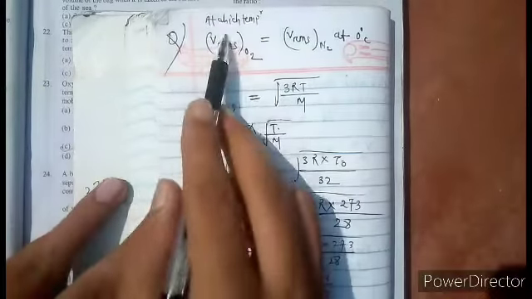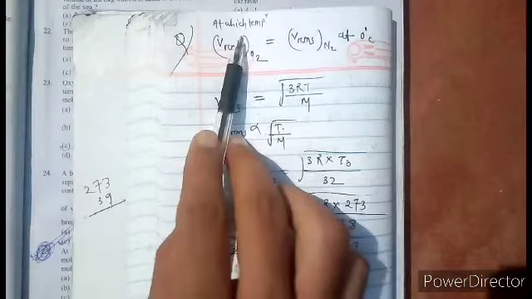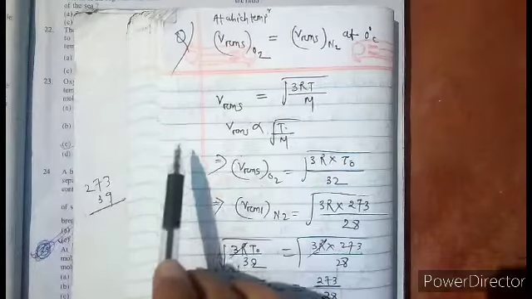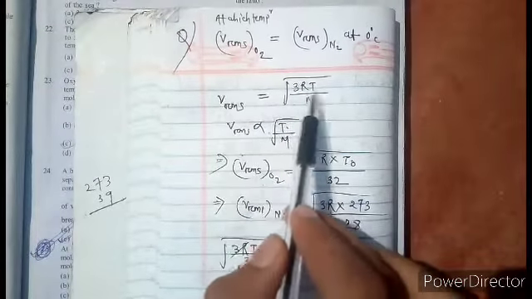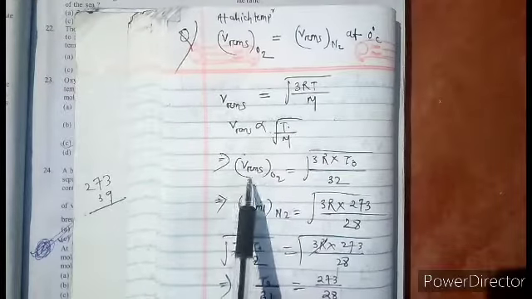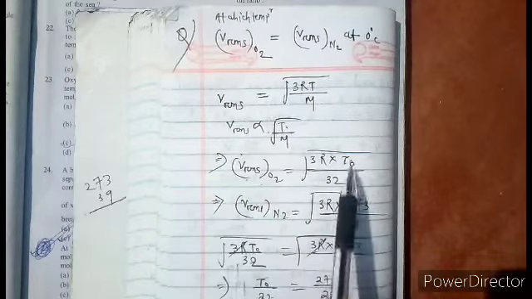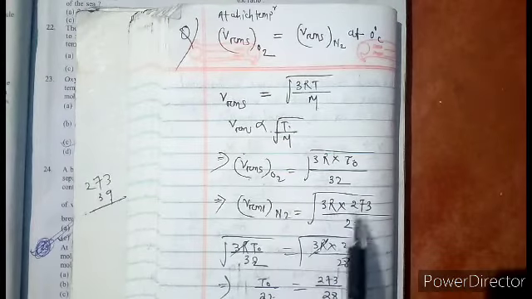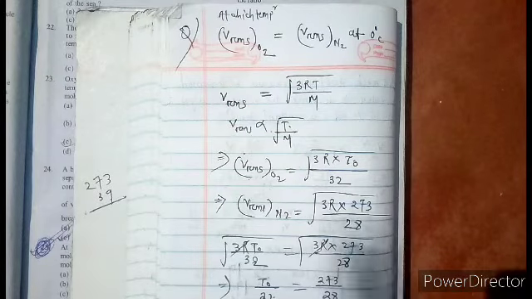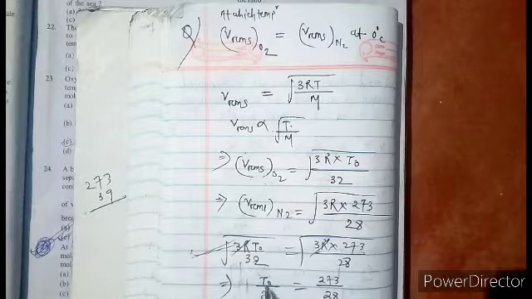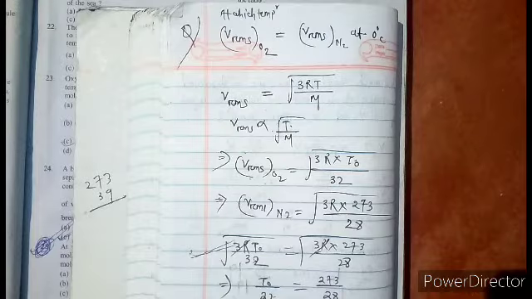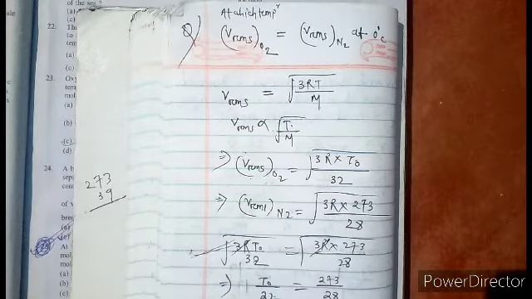It is also an important question. The question says: at which temperature is the RMS velocity of oxygen equal to the RMS velocity of nitrogen at 0 degree Celsius? We know the formula VRMS is equal to root over 3RT upon M. So VRMS of oxygen is root over 3R into T (the temperature of oxygen) upon 32. VRMS of nitrogen is root over 3R into 273 Kelvin, that is 0 degree Celsius, upon 28. Equalizing both, T by 32 is equal to 273 by 28, we get the temperature of oxygen equal to 312 Kelvin.